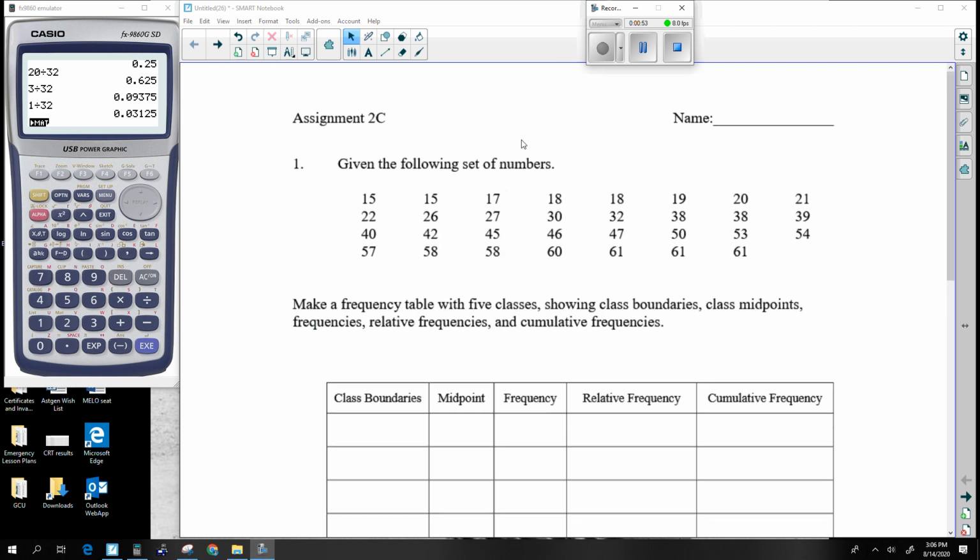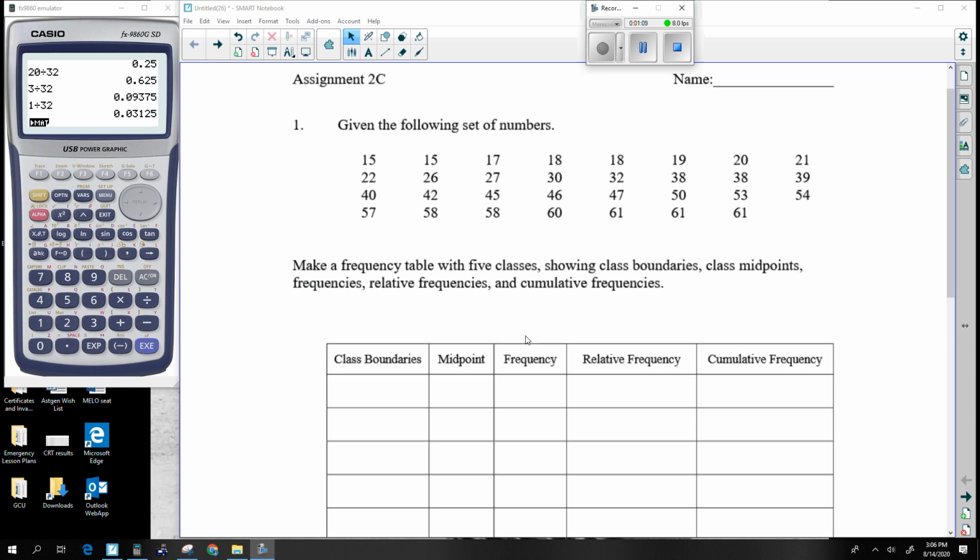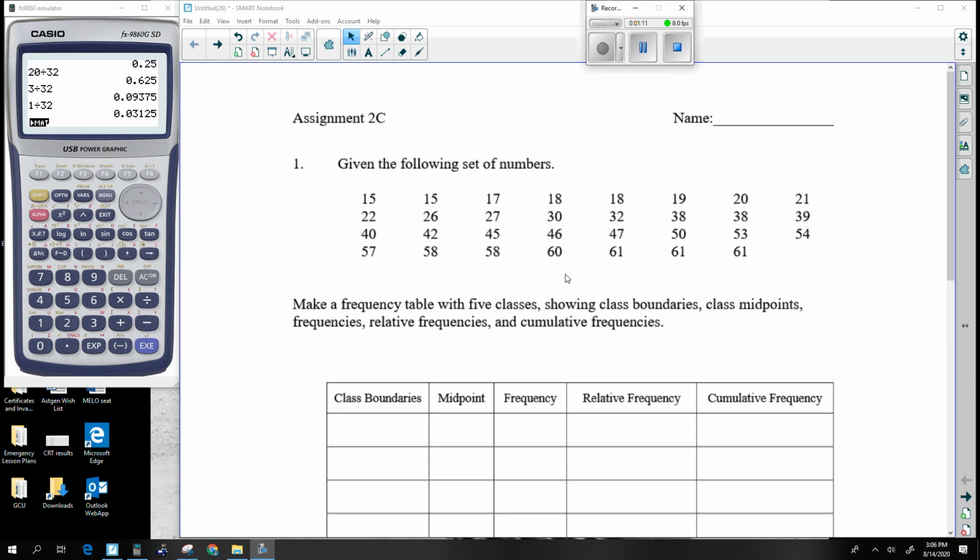I did a much better version of this in assignment 2B. So if you have no idea what I'm talking about when I'm talking about these frequency tables, stop this video, go back to assignment 2B and do that first. It's all the backstory behind all of this stuff.